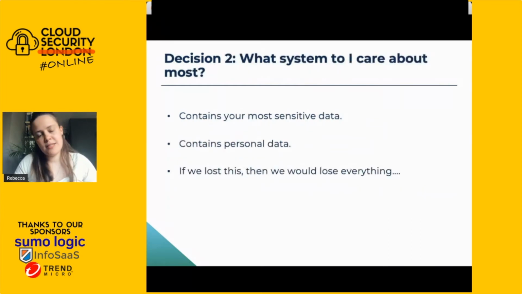Okay, so decision 2: I said we need to pick the systems that we care most about. As I said before, this is about narrowing it down, making sure you're just starting with one system to get you going. Most people will know this already, but pick the one that contains your most sensitive data, or your personal data. It's the system that if you lost it, you'd be really stuffed: your business would go down or you'd lose all your customers. So try and narrow it down to just one. If you've got a few, then pick your favorite one, the most interesting one.